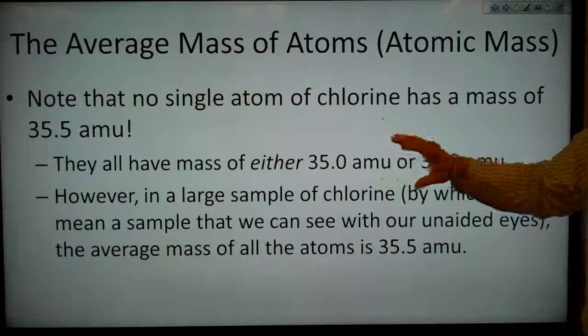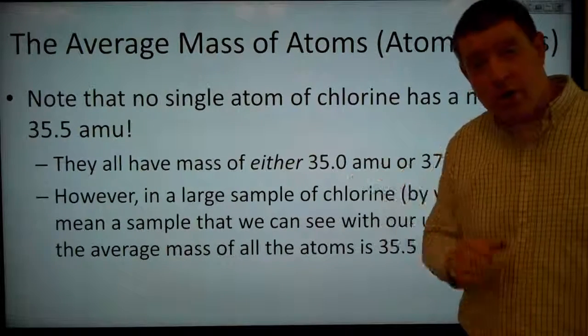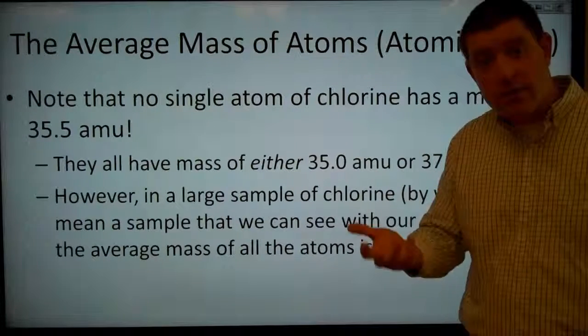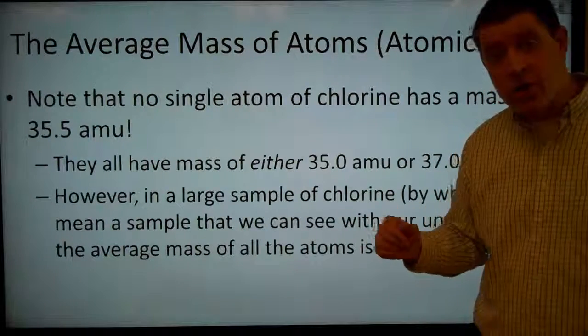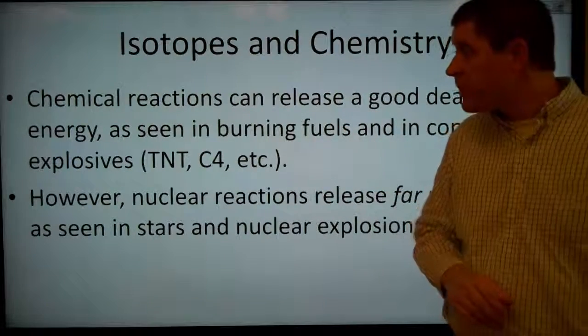Now, chlorine is a relatively simple one because it only has two isotopes that have any abundance, but there are some other elements that have 3, 4, 5, 6 isotopes that have a measurable abundance to them. And so the calculation gets somewhat more complex.